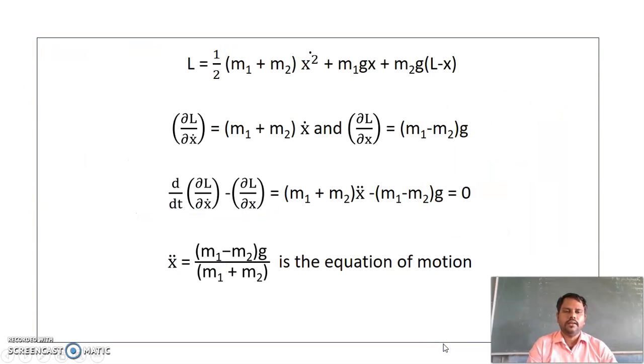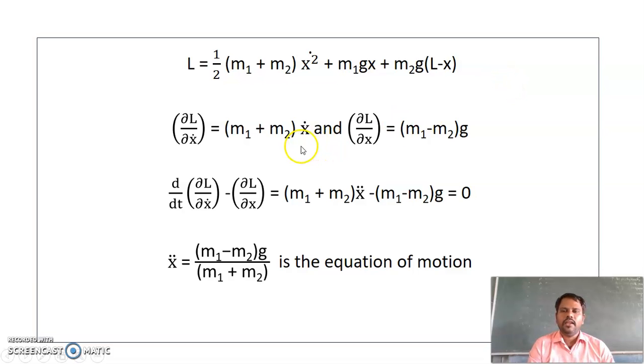Now we know that the Lagrangian is given by L equal to T minus V. Substituting the values of T and V, we arrive at L equal to half of m1 plus m2 x dot square plus m1gx plus m2g of L minus x.